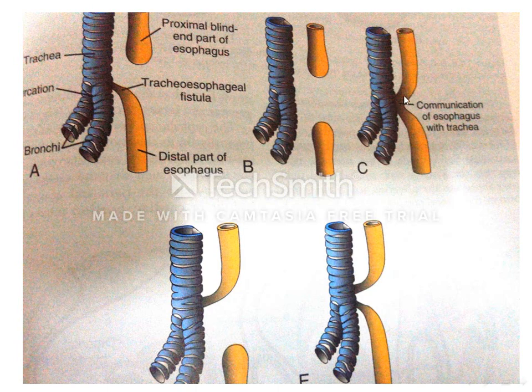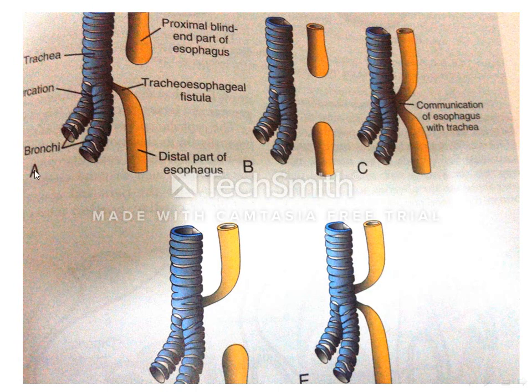Here there is a common communication between the proximal part and distal part of the esophagus with the trachea at the level of the bifurcation. While here is the communication between the proximal part of the esophagus and the trachea, with a blind distal part of the esophagus. And here also there is a communication between the upper part and distal part of the esophagus with the trachea, but opening in a separate opening for each of them.